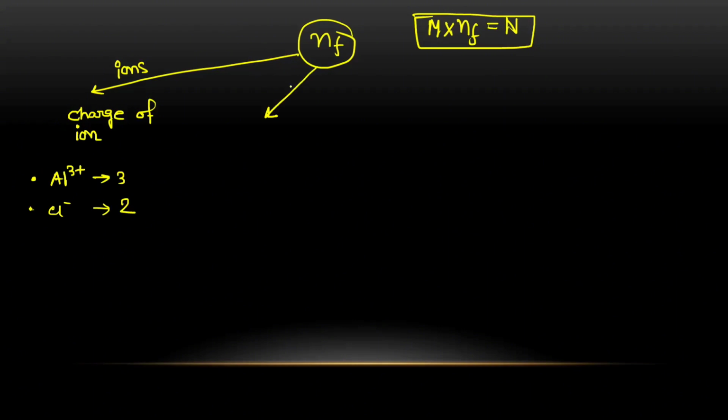Now for atoms, if we have some atoms, the n factor will be simply the valency. How will you get to know about valency?